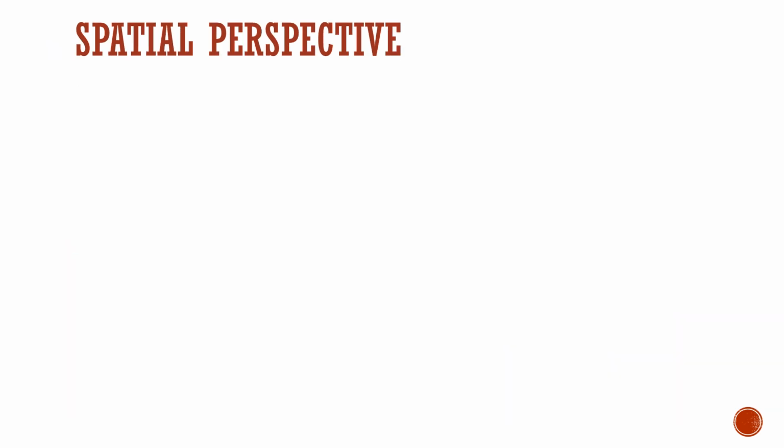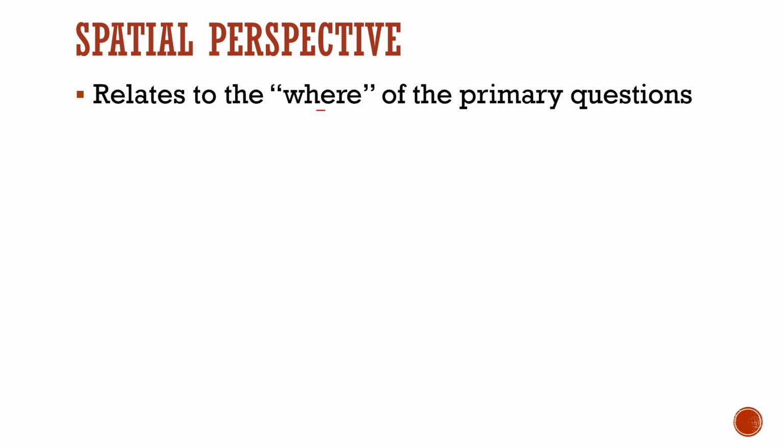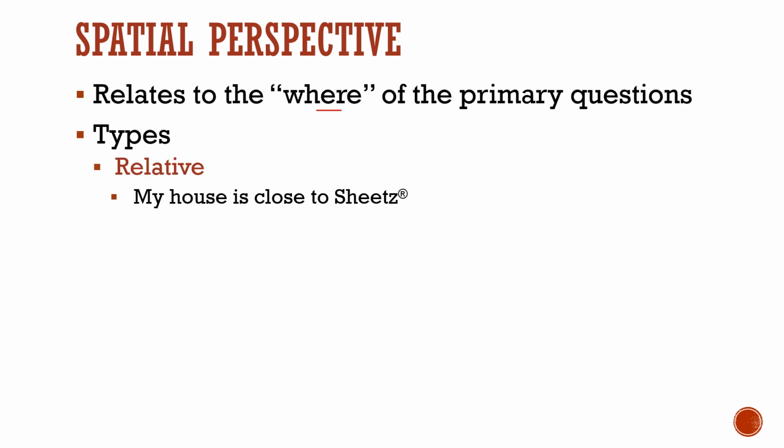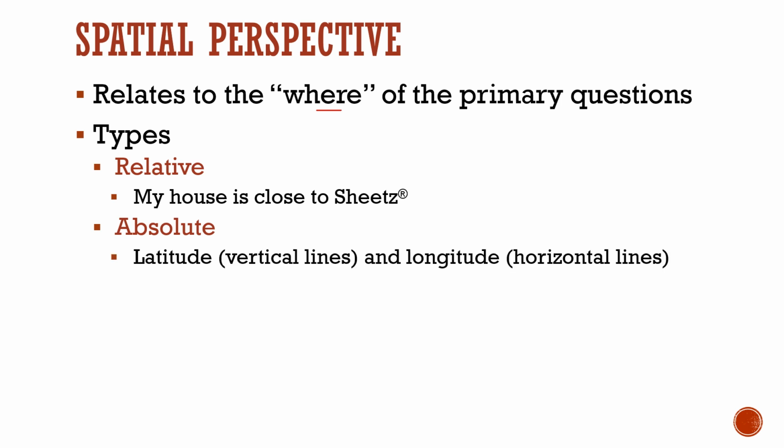If we look at spatial perspective, this relates to the where of our primary question. There are a few different ways of looking at where. Relative, so this would be like my house is close to Sheetz. It doesn't tell you exactly where it's at, but it is relative to something that is more well known. And absolute, this is where latitude and longitude come into play.